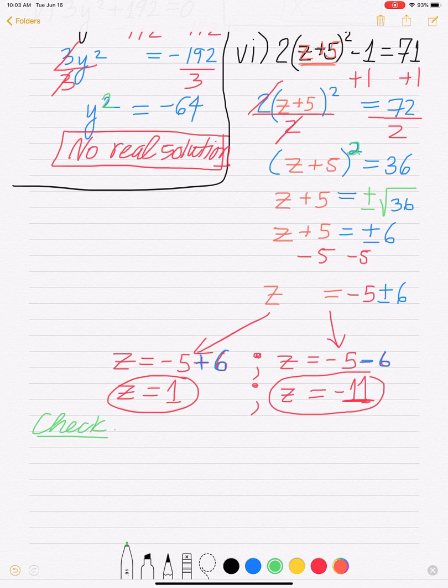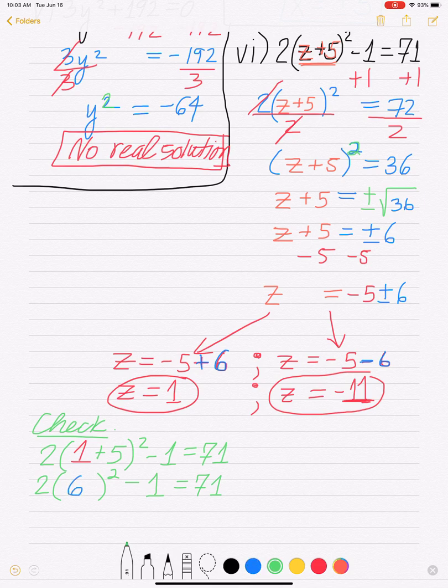So first I'm going to plug in 1 in for z into the original equation. So I'm going to have 2 times blank plus 5 squared minus 1 equals 71. So first I'm going to check by plugging in 1 for z. I'm going to put a red 1 right there. So we want to do order of operations. First you do what's in parentheses. So here I'm going to add 1 and 5. 1 and 5 here is going to give me 6.